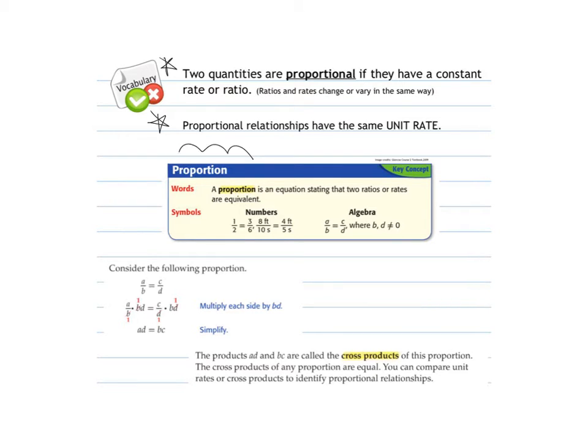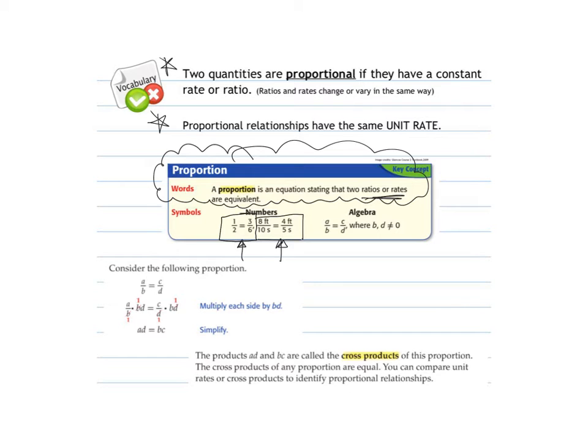I want you to make sure you write this word, proportion, into your notebook. A proportion is an equation stating that two ratios or rates are equal. So comparing two ratios that are equal. We can see 1/2 equals 3/6, 8 feet over 10 seconds equals 4 feet over 5 seconds. We can see that these are equivalent ratios and these are equivalent ratios.